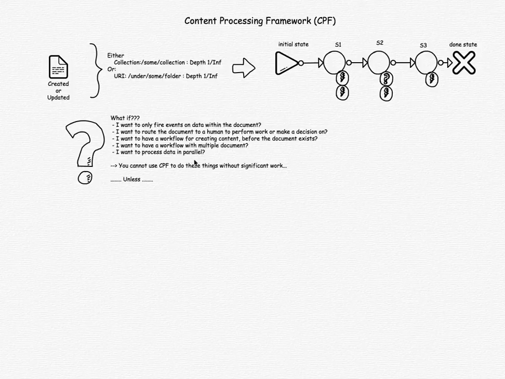And what happens if you want to have parallel steps? If you want to have one person maybe creating imagery content for a news article, another person researching it, and another person writing the journalistic content, how do you go and do that? You can't do parallel processing with CPF either.